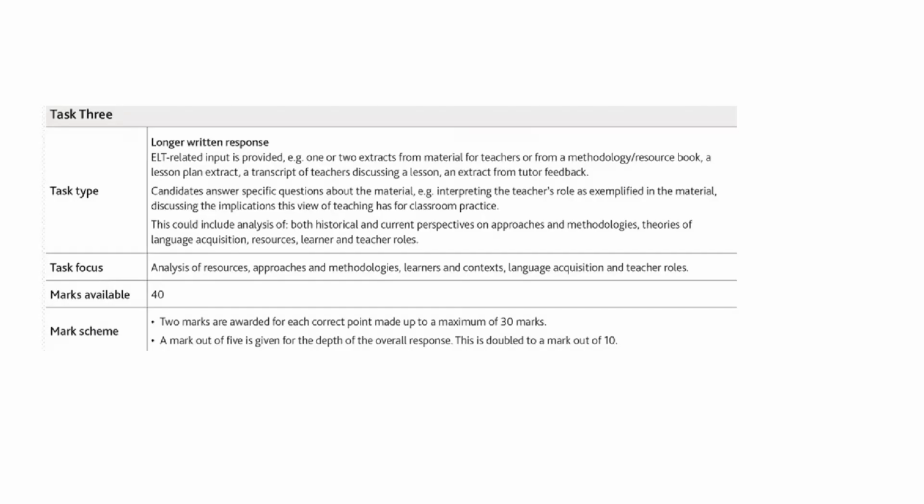So this is a very useful lesson. Even if you're not going to take the exam, you should have a look at this one. So this is the obvious one, task type. And task focus is about different questions from different backgrounds, like different resources, different approaches, methodologies, about learners, like student talking time or teacher talking time, about context, language acquisition, teacher roles, a lot.